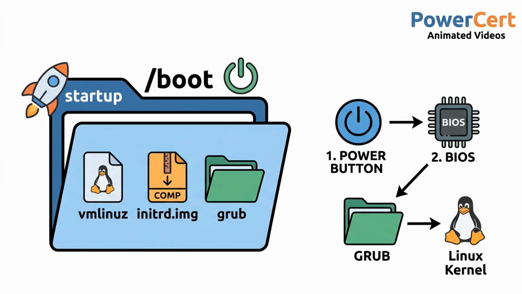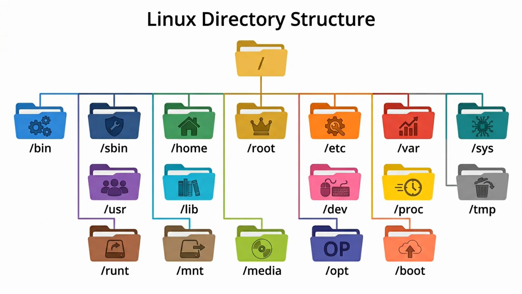/boot holds everything your computer needs to start up Linux. This includes the Linux kernel itself, the core of the operating system, as well as the bootloader files. If this directory gets corrupted, your system won't boot, so it's important not to mess with it unless you really know what you're doing.